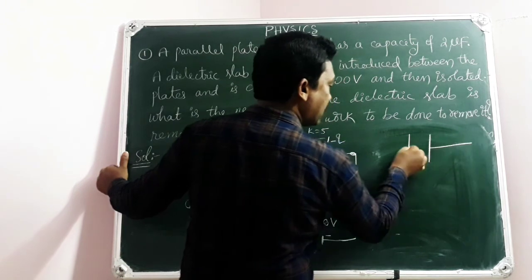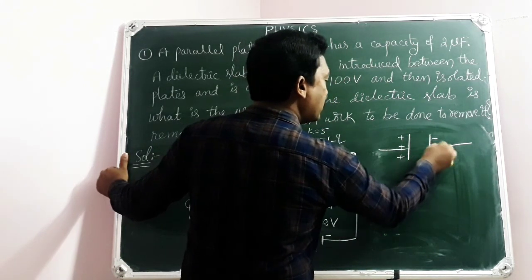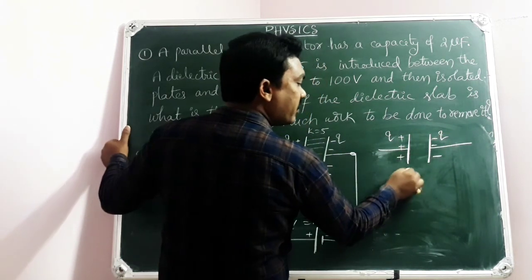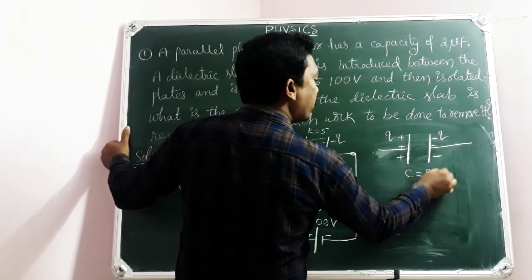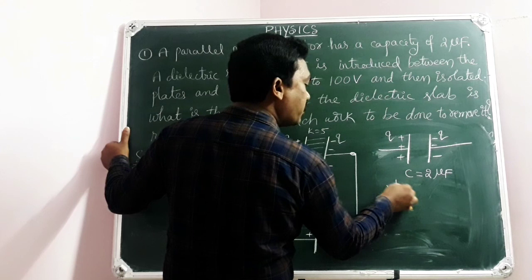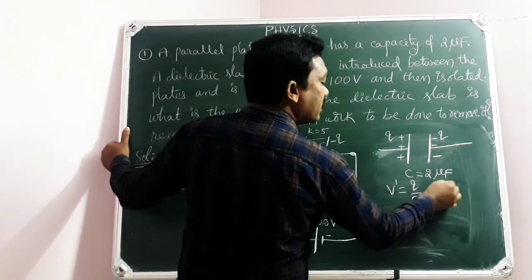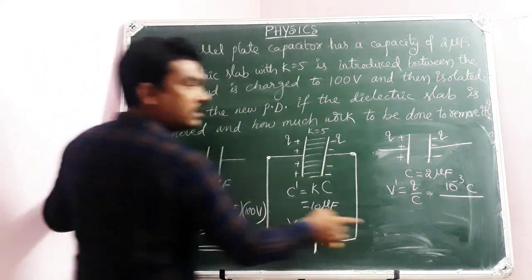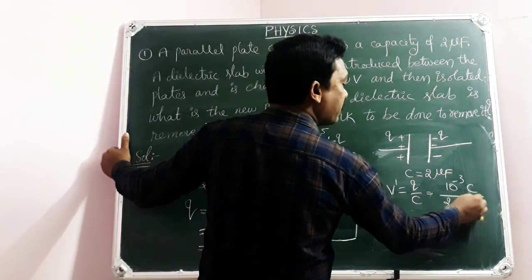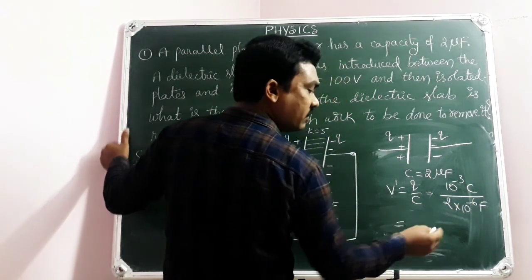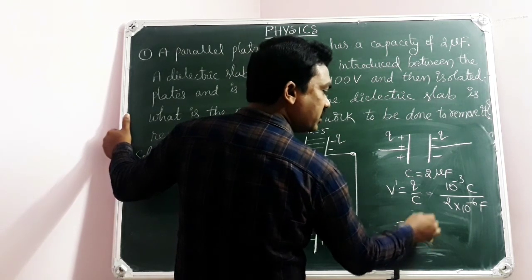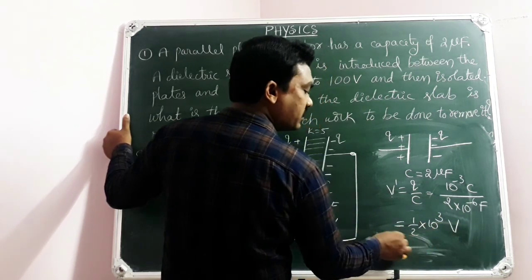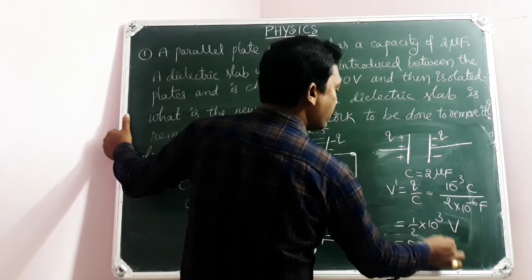After isolating, it is isolated with the charge Q, the charge remains the same, and the dielectric material is removed. Dielectric material removed means its capacity becomes 2 microfarad. Now he is asking to calculate the potential difference V dash equal to Q by C. Q is 10 power minus 3 coulombs, which remains the same since the battery is disconnected, and C equal to 2 microfarad, meaning 2 into 10 power minus 6 farad. So your answer will be in volt, which is 1 by 2 into 10 power minus 3 over 10 power minus 6, so it is 10 power 3 by 2 volt, that is 1000 by 2, equal to 500 volt.